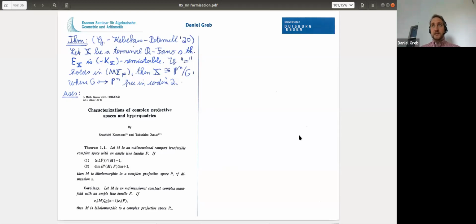Then we did it for the case of varieties of general type, where it's much more complicated because you cannot just look at semi-stable sheaves, you have to look at semi-stable Higgs sheaves. So you have to use Higgs bundles with non-trivial Higgs field. So that's technically much more complicated.